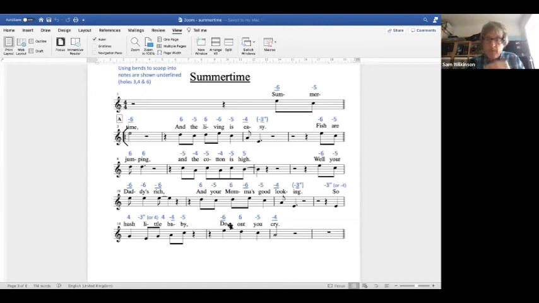Okay, and this is one of my favourite bends, the hole 6 bend. It's quite a bluesy sort of sound. And then on the last note, you can really milk it. That's probably been a bit too cheeky, really. Okay, any questions on that one?